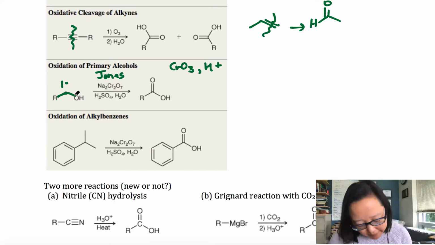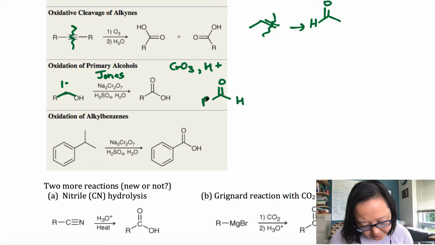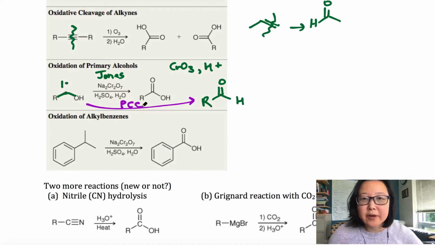If you want to stop it at an aldehyde, do you remember what reagent you have to use then? You would have to use a more mild reagent like pyridinium chlorochromate. It also has chromium in it, but it's got pyridine. It's a different oxidizing strength. So, more mild.